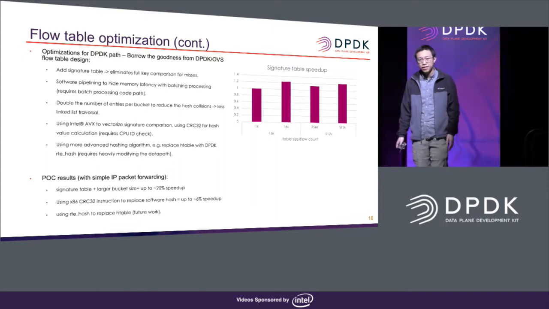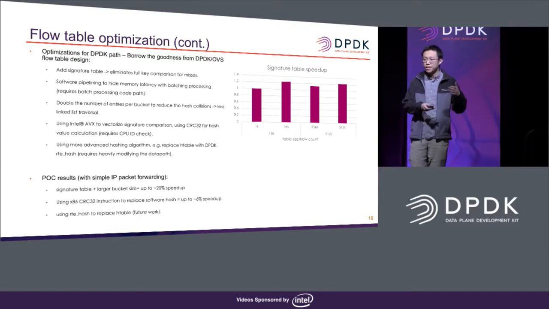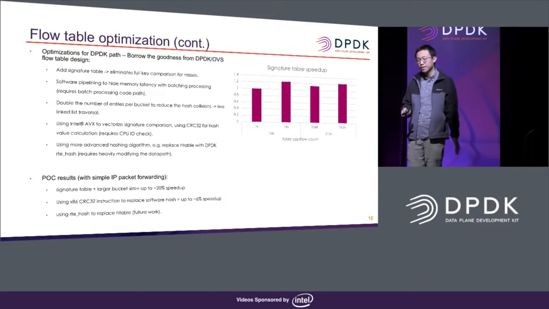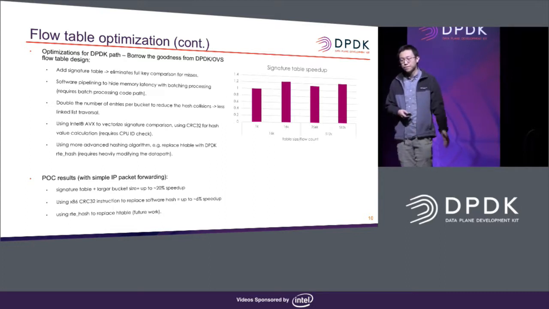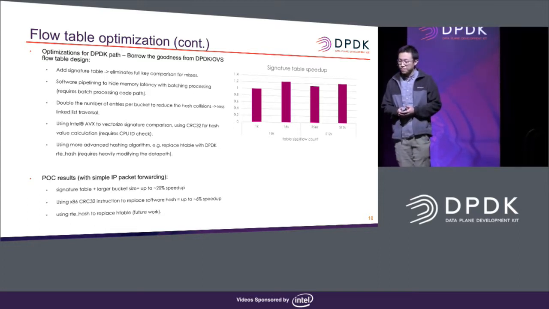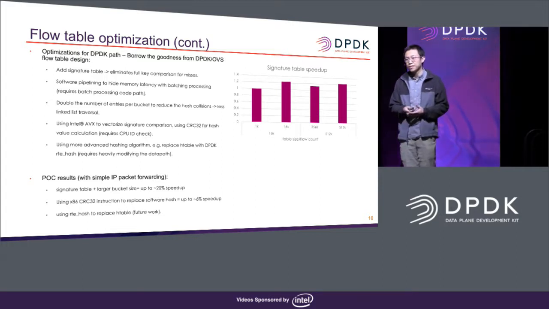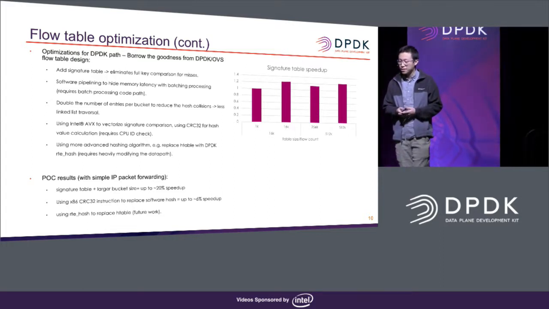So we try to do some optimizations based on this data structure. The first thing we do is add a signature table, exactly like what we do with RTE hash. By having a signature table, you don't need to compare the key until you know the signature matches. You only compare a small signature, which could be 2 bytes or 4 bytes. This avoids the overhead when you have a key miss. The second one is, when you have batching processing, you can do prefetch and software pipelining to hide the memory access latency.